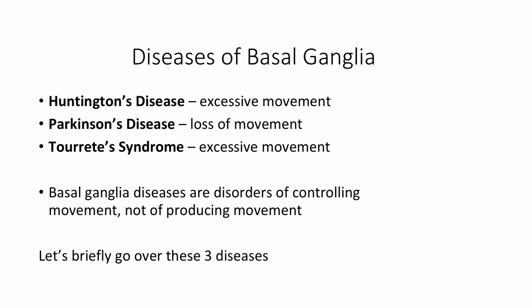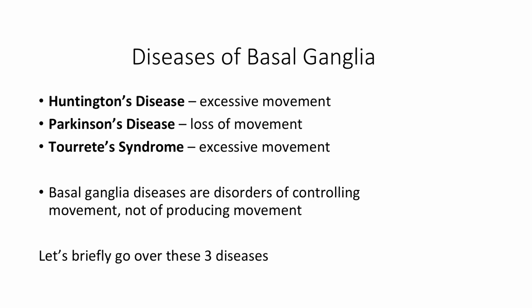Okay, diseases of the basal ganglia. Whenever the basal ganglia is damaged, the characteristics of these diseases are either a loss of movement or too much movement, so you have exaggerated movement. But it always has to do with movement. When you have damage to the basal ganglia, you do not have issues with the production of movement, but you will have issues with controlling your movement.